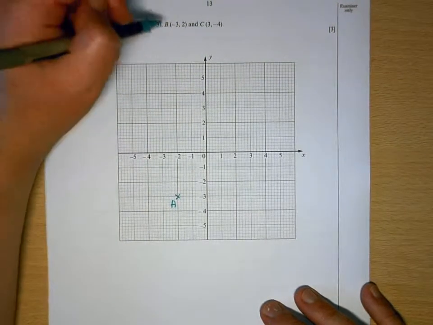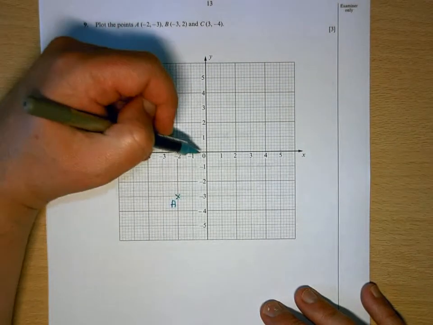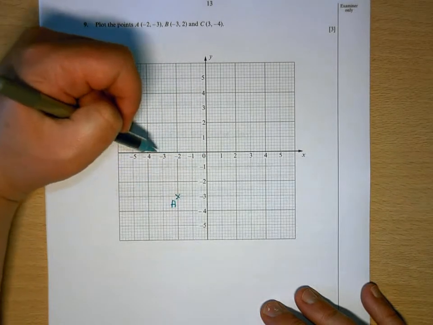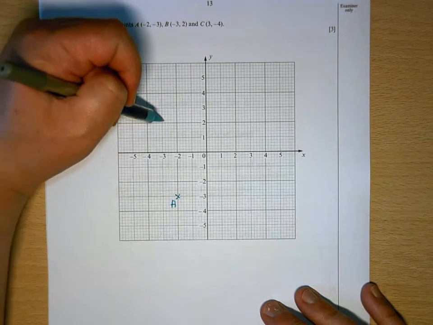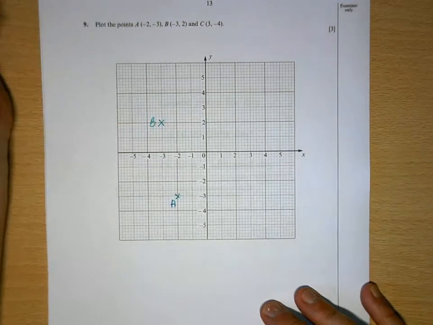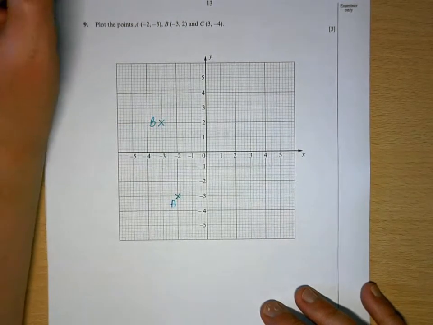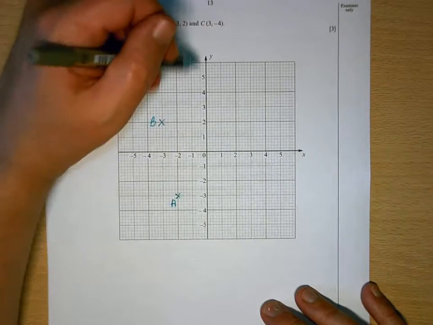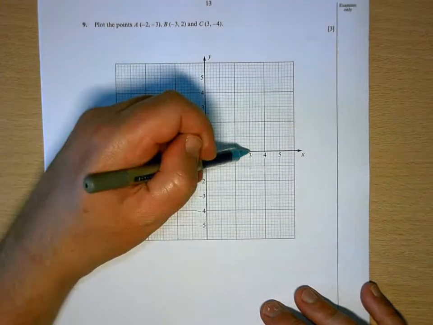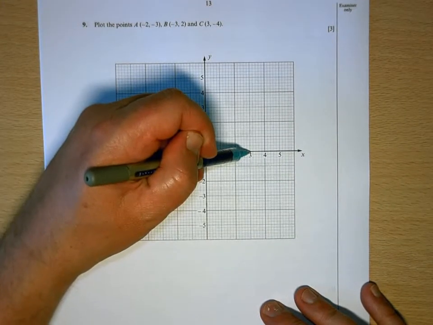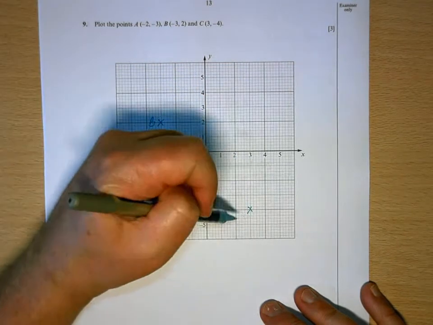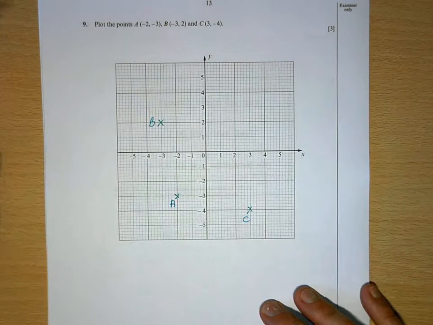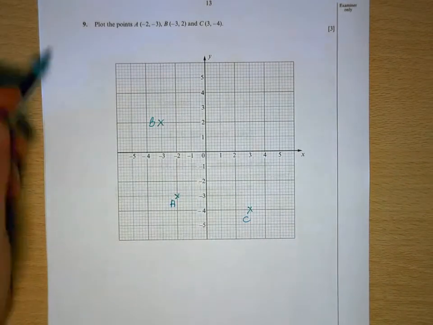B is minus 3, 2. So again, in the x direction, we're going to negative 3, and then this time we're going up to there. And again, cross and write B next to it. And finally, C is 3, which is in this direction, positive direction, and then downwards for minus 4 in the y direction. Okay, so those are where those 3 points lie.